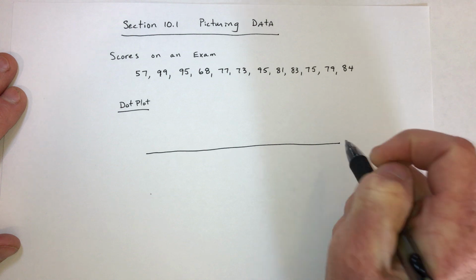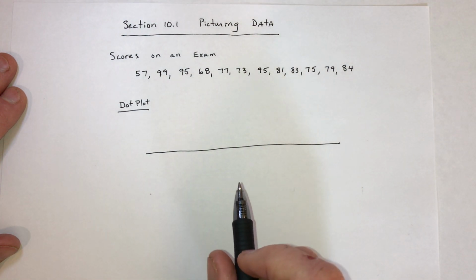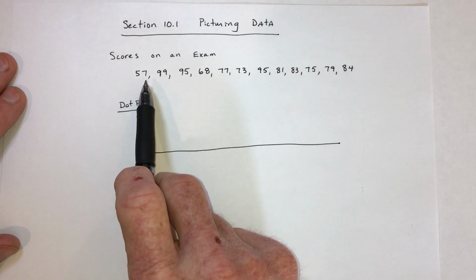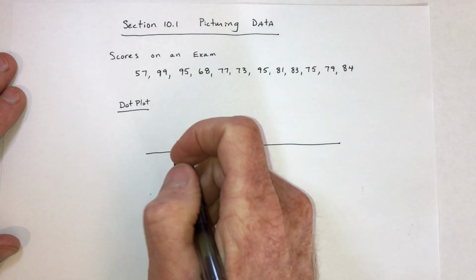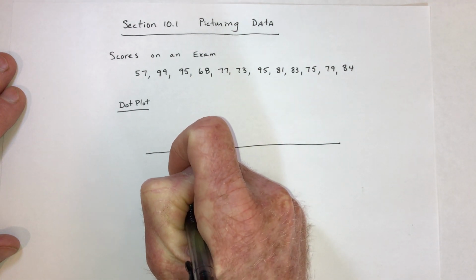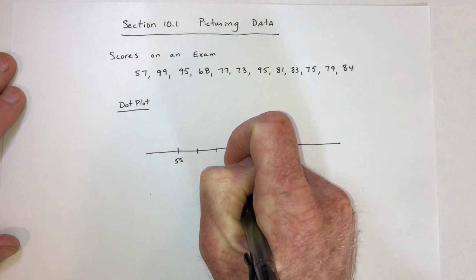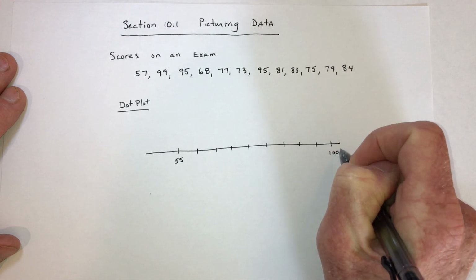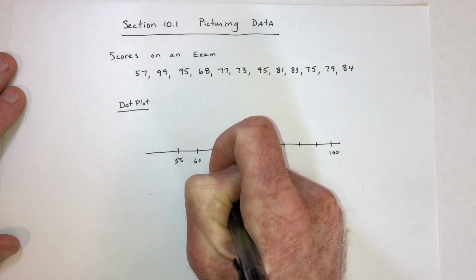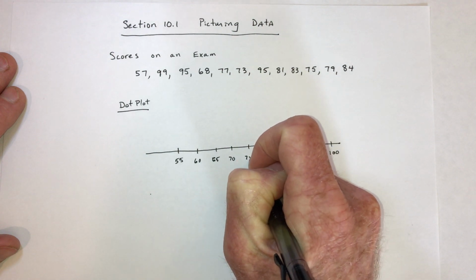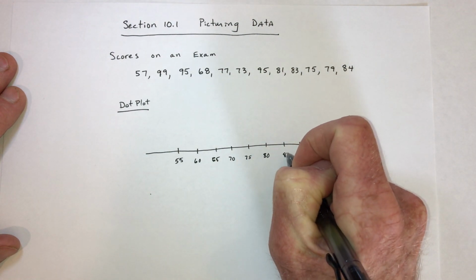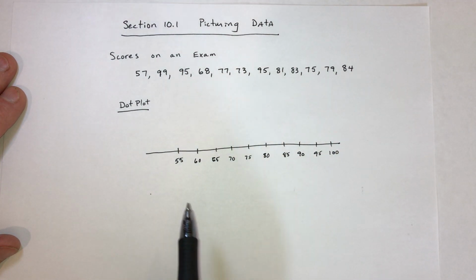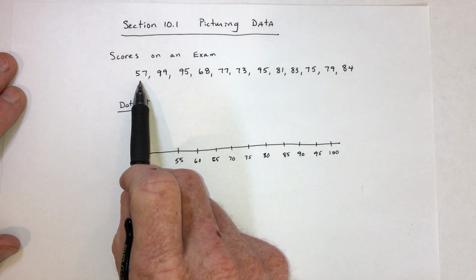So I'm not going to make one that's extremely accurate because it will take a long time and we've got quite a few of these to go. So what I'll do is I'll just go by fives. Let's see, it looks like the lowest score is 57. So I'll go by five. So 55, 60, 65, 70, 75, 80, 85, 90, 95, this would be 100. There we go.